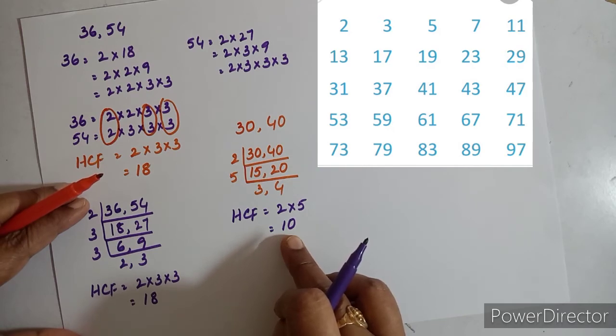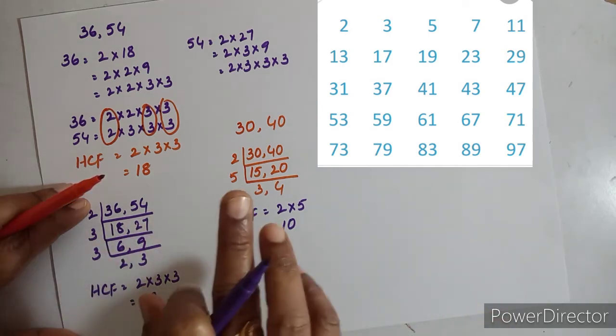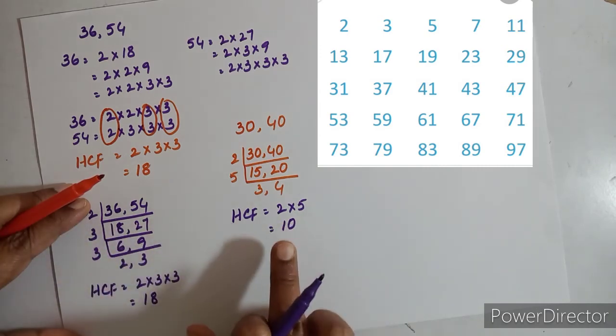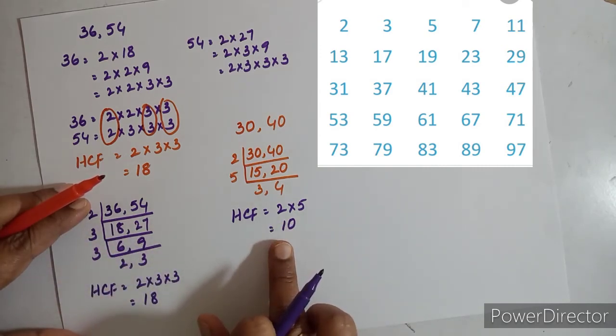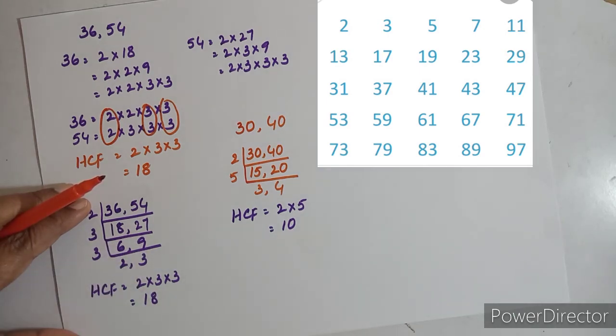In the previous sessions we did this by listing all the factors of the given numbers. When you follow that method also, your answer is not going to change. You will get only 10 as the highest common factor. So in the further sessions we will learn more and more about how to implement HCF and LCM in the short division method.